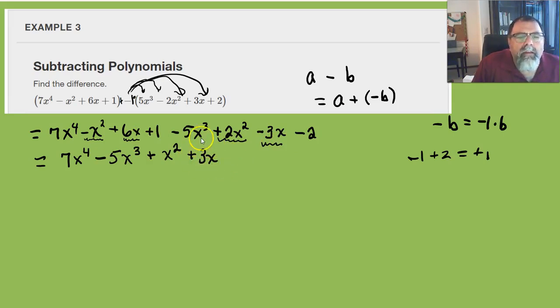And then now the constants. So we got the plus 1 and the minus 2. And so 2 minus 1 would be 1. And then take the sign of the larger, so it'll be minus 1. And that will be our final answer for that one.